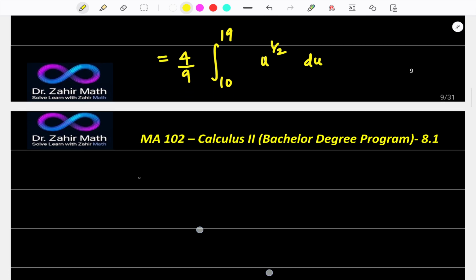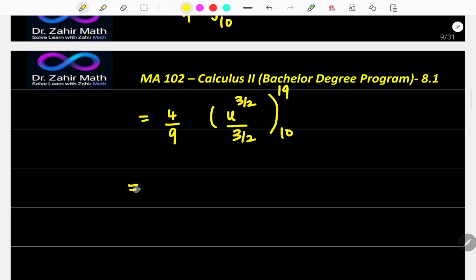Substitution method. So this equals 4 by 9 times u to the power of 3 by 2 divided by 3 by 2, and the limits are 10 to 19. Clear all of you? Right, this equals 4 by 9. This will go as a flip, which is 2 by 3, and then bracket open u to the power of 3 by 2, and then 10 to 19.